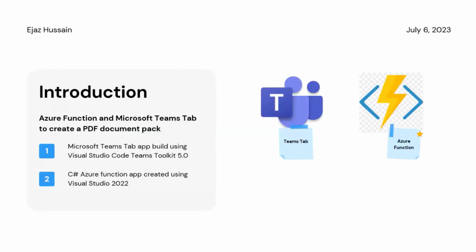In terms of the document pack app, it's built using Microsoft Visual Studio Code Toolkit 5.0 as a Teams tab, as a front end, and as the back end, I use an Azure Function, the C# version of Azure Function created using Visual Studio 2022. So it's a front end Teams tab with a back end as an Azure Function.